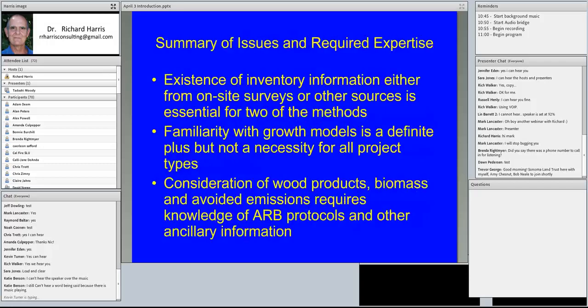So some issues that need to be addressed in these analyses are the existence of inventory information, either from on-site surveys or other sources. Familiarity with growth models is a definite plus, and then consideration of wood products, biomass, and avoided emissions, which requires knowledge of the ARB protocols and other information.